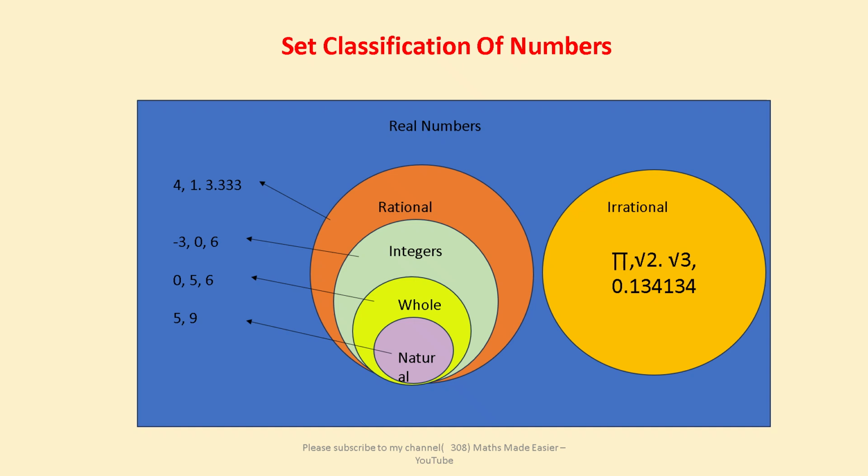This shows the set classification of numbers. On top of the hierarchy are the real numbers. The real numbers are classified into the rational and the irrational numbers, the details of which we can see in the subsequent slides. As you can see, the rational numbers contain the integers. The integers in turn contain the entire set of whole numbers, and the whole numbers contain the entire set of natural numbers.